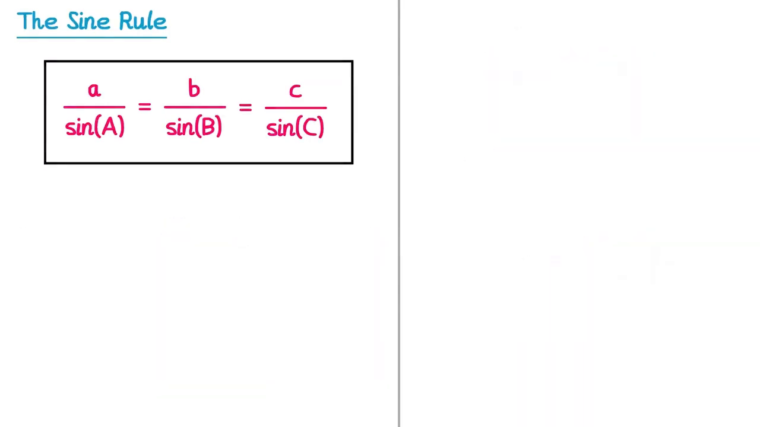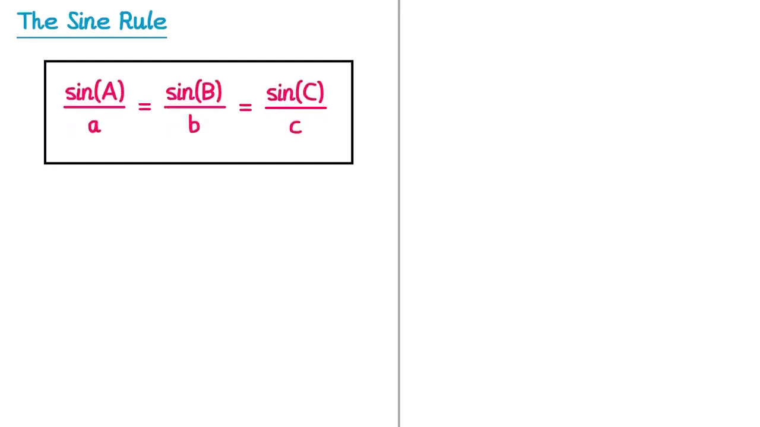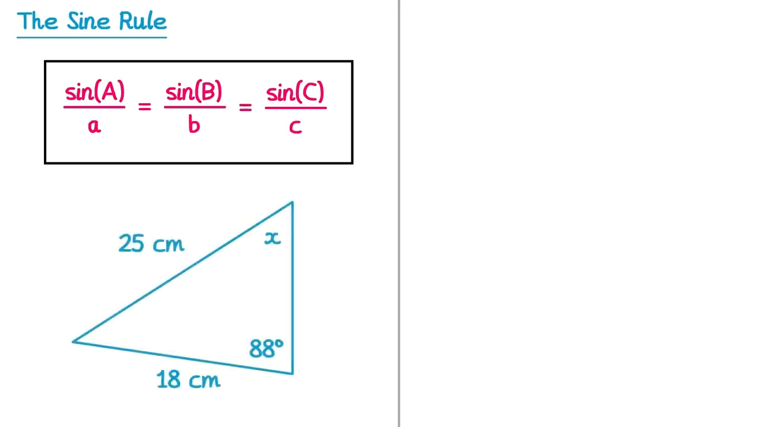Now you can also use the sine rule to find missing angles in triangles. The previous two questions we used were finding missing sides. If you are finding a missing angle using the sine rule, you want to take the reciprocal of all of these fractions. So instead of a over sine A, we want sine A over A. And the same thing happens to the other fractions too. So this is the version of the formula you would use if you were trying to find a missing angle. Let's have a look at how we can do that in a question.